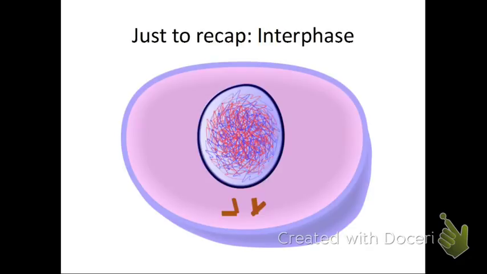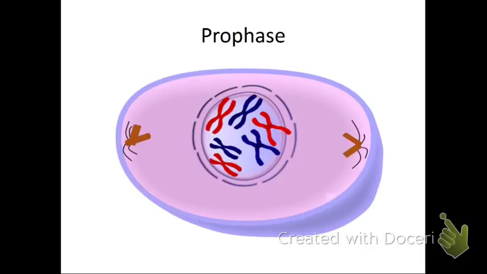To recap real quick, in interphase, we have our DNA in the nucleus all over the place. It's just DNA as a nucleic acid, and you can't really see it with a normal microscope. But in prophase, the DNA comes together and coils around histones to make chromosomes, and you'll be able to see them better that way.